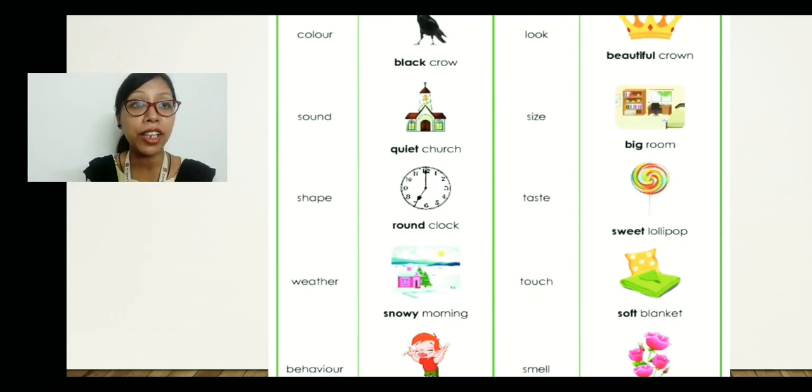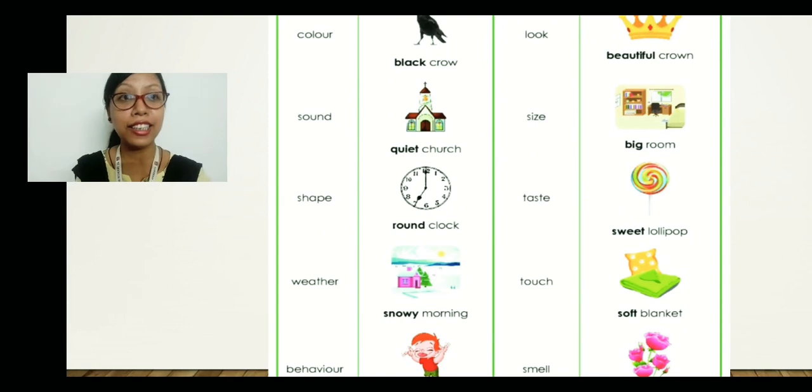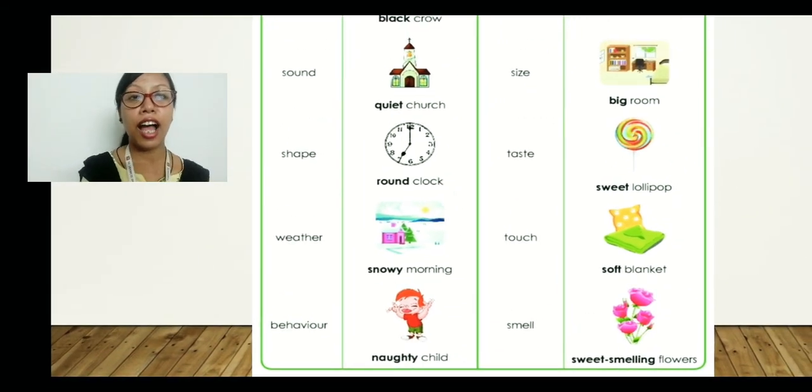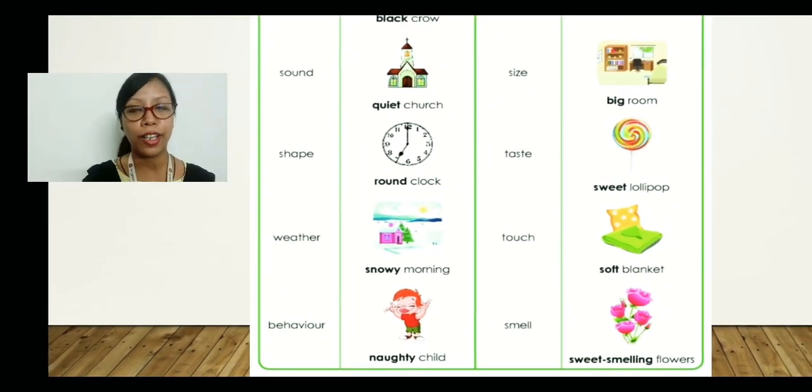Then we have the big room. Big room, small room, medium room. So these all tell about the size of the room. So the quality is size. Then the next one is round clock. If I say I have a square clock, round clock, then triangle clock. Okay, what does it say? It specifically defines the shape, right? So the adjective of quality will be shape.